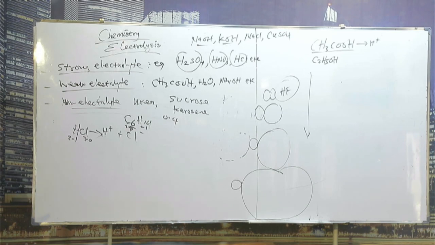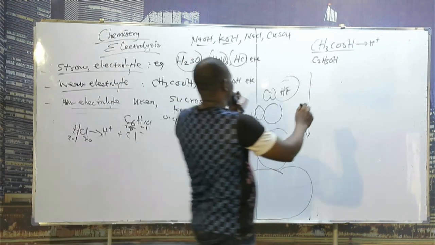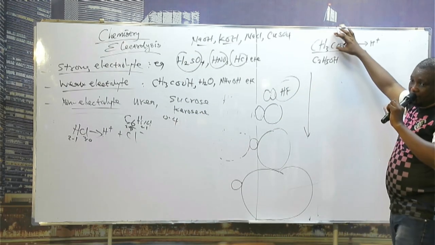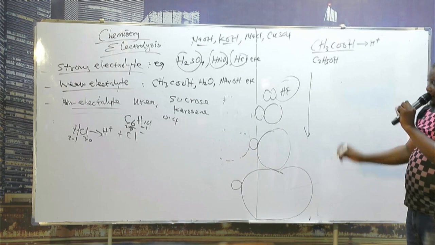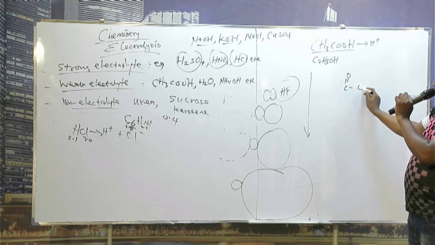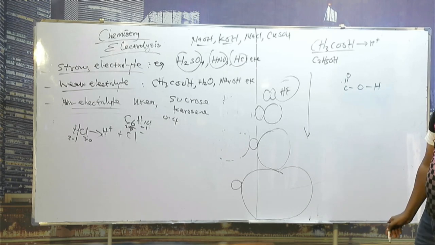You see how many atoms of H there? What happened to the one at the methyl? It's not counted. Do you know why it's not counted? Because that one is a hydrocarbon chain. Don't do anything to the hydrocarbon chain; you leave it alone. Now, let me bring out the functional group that determines why ethanoic acid is an acid, which is COOH.